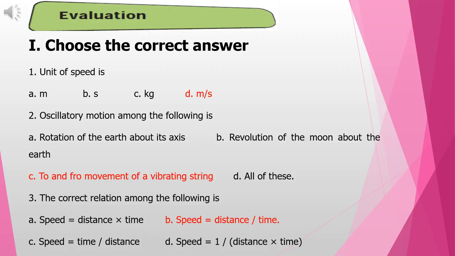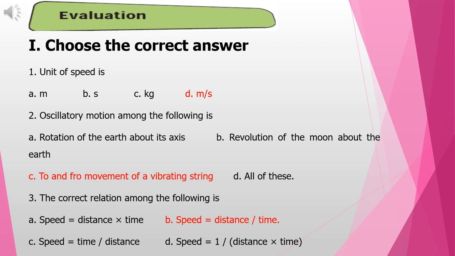Meter is a unit for length, second is a unit for time, kilogram is a unit for mass, meter per second is a unit for speed. Hence, unit of speed is meter per second. Option D is the right answer.